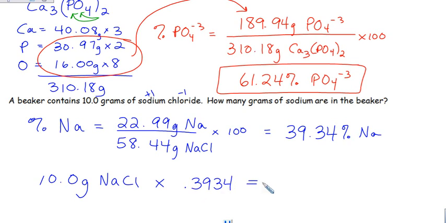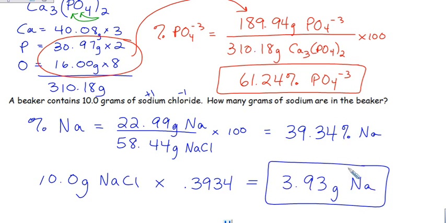Well, what do you know? Now this time I think I'll just leave 3 sig figs because my original lab measurement just had 3. 3.93 grams of sodium. If I really did this in the lab, I would expect about 3.93 grams of sodium.